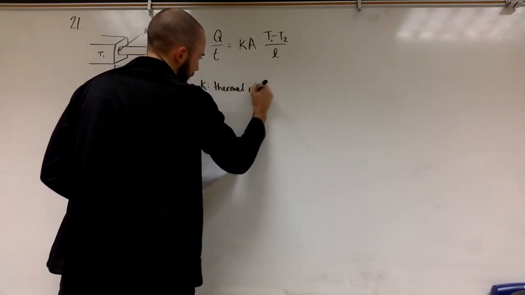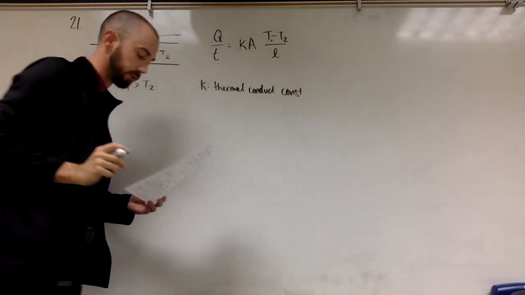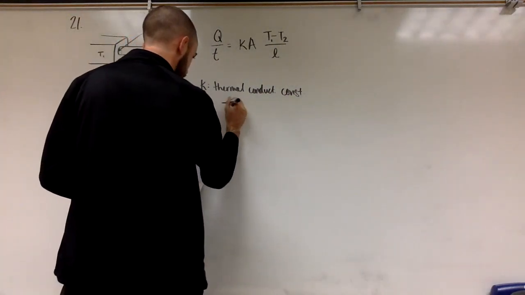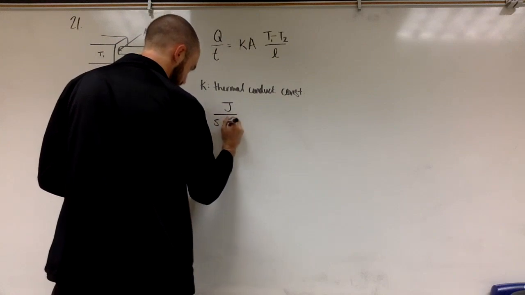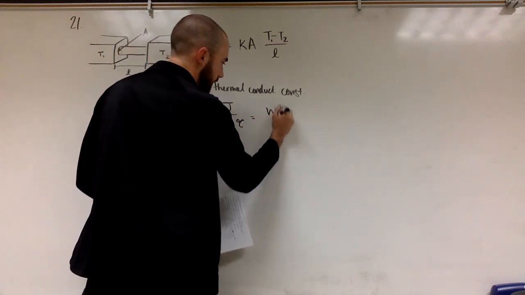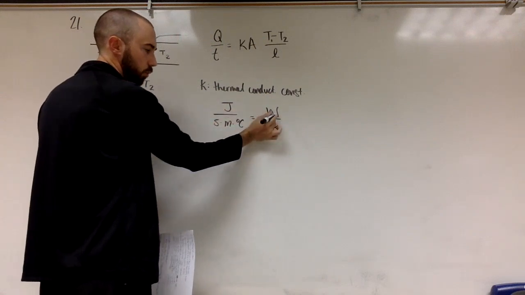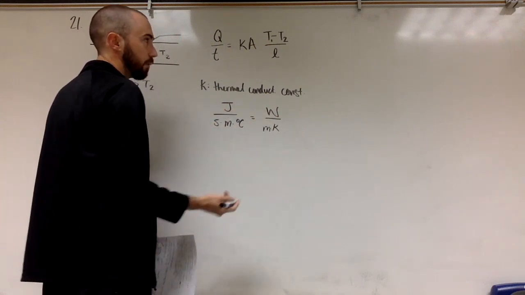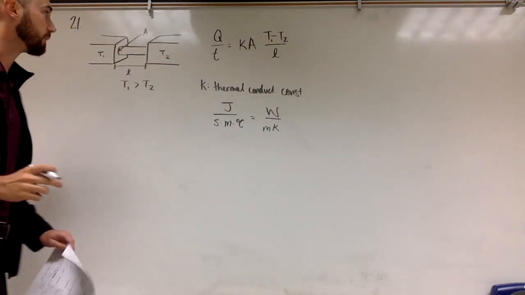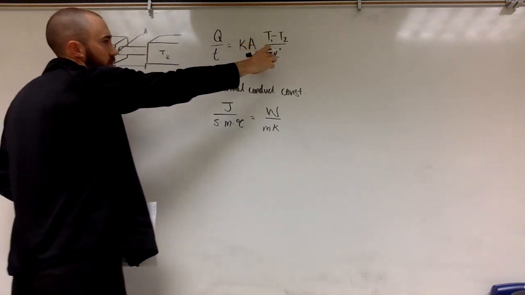So K is your thermal conductivity constant. That's going to be unique to every substance. Each one's going to have their own. And it's in terms of units of joules per second meter degrees Celsius, or you can also have it in terms of watts per meter Kelvin. Joules per second is watts, and degrees Celsius and Kelvin are both the same thing because it's a change in temperature. So on this problem, for instance, let's say I had copper in here.